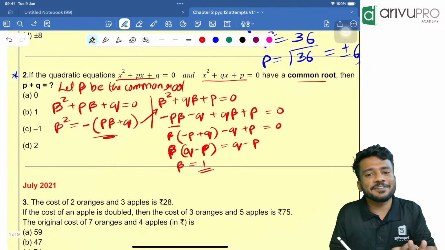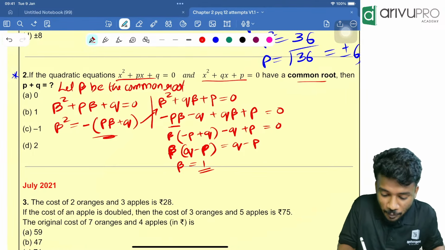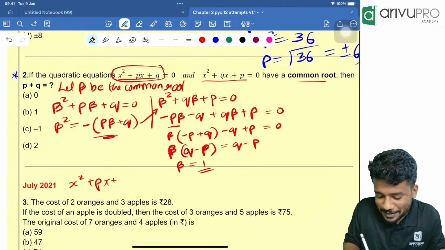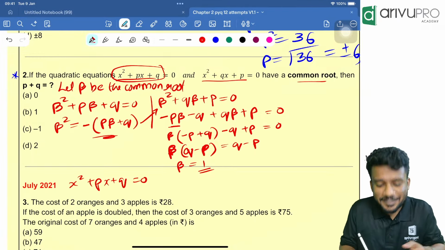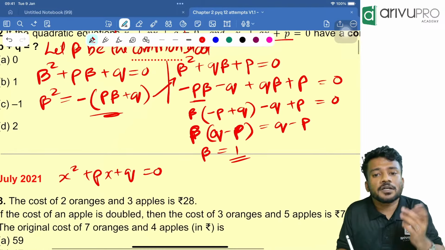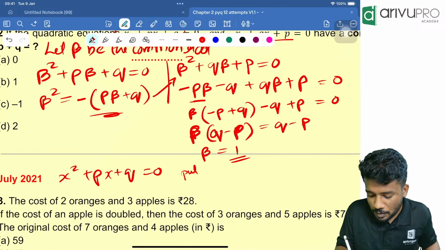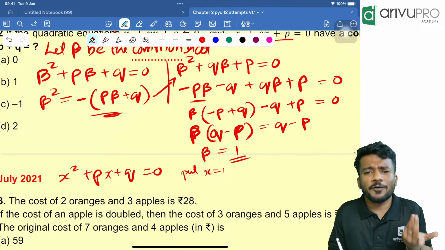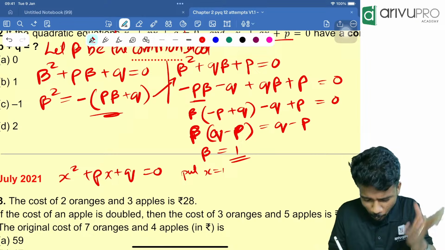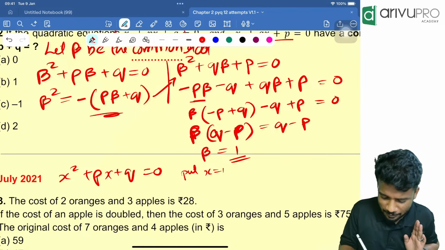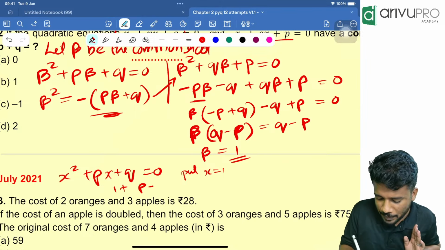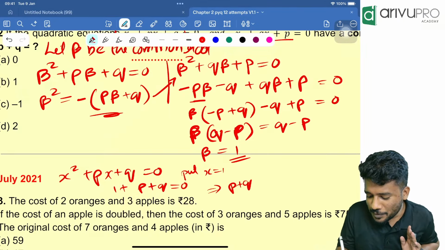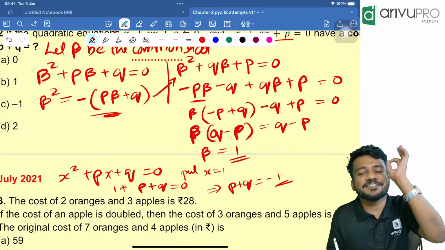Now we need to find the value of p plus q. Now take the first equation. X square plus px plus q is equal to 0, right? Instead of x, you put 1. Put x is equal to 1. How can I put x is equal to 1? Because it is nothing but our one of the root. Beta value is how much? 1. That's why I am putting x is equal to 1. That means 1 plus p plus q is equal to 0, which implies p plus q is equal to minus 1.